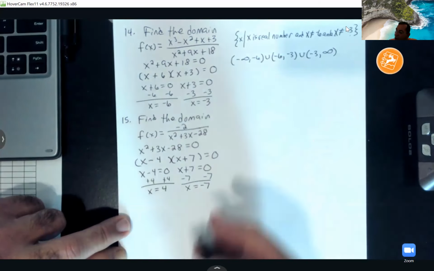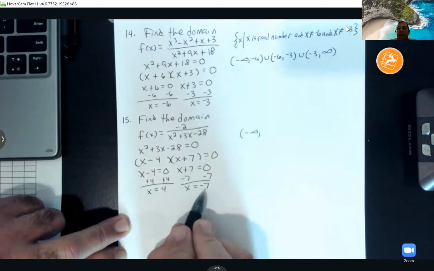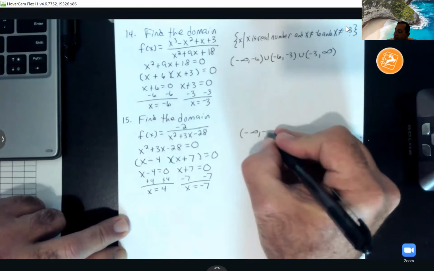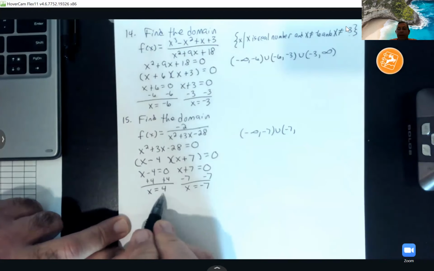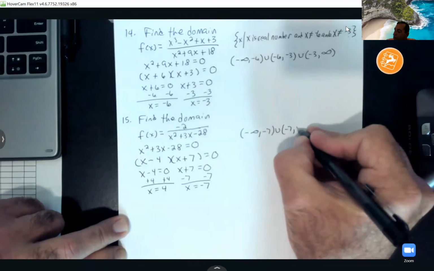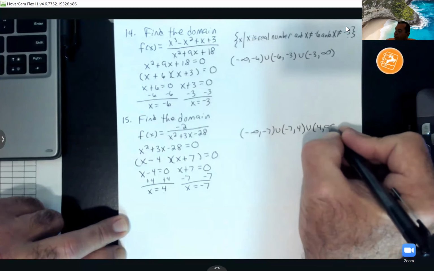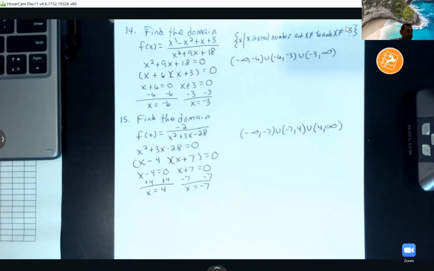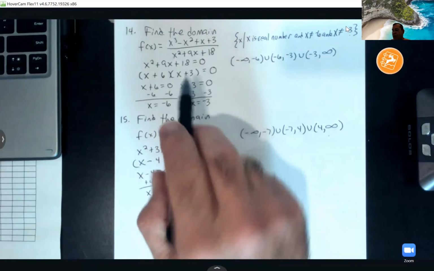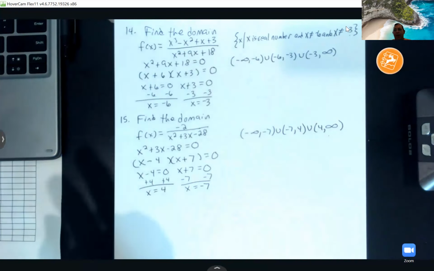So remember, I have to go in order. Interval notation will start at negative infinity. It's going to hit -7 first. So union around -7, then we'll hit the 4. So we'll union around the 4 and then head off towards positive infinity. So that's the trick on those two: just worry about the denominator only on those.